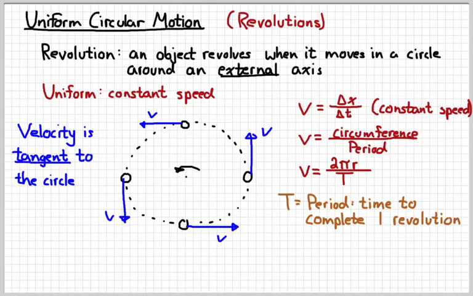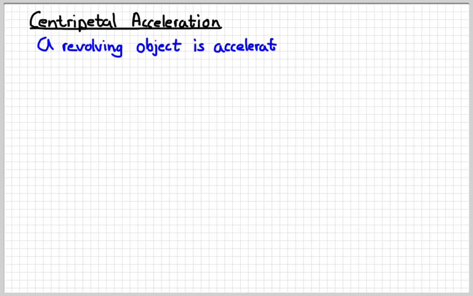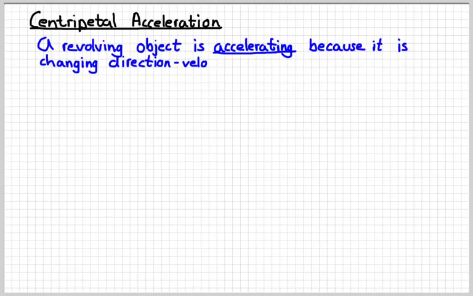So again, notice that even though the velocity arrows are staying the same size, in order to be moving in a circle, they have to be changing directions. At one point it's going to the left, and then down, and then right, and then up. So, since our velocity is changing, then we know there's an acceleration. And so we're going to end up calling that a centripetal acceleration. So again, a revolving object is accelerating because it is changing direction. Since the direction is changing, the velocity is changing. Since the velocity is changing, there is an acceleration.